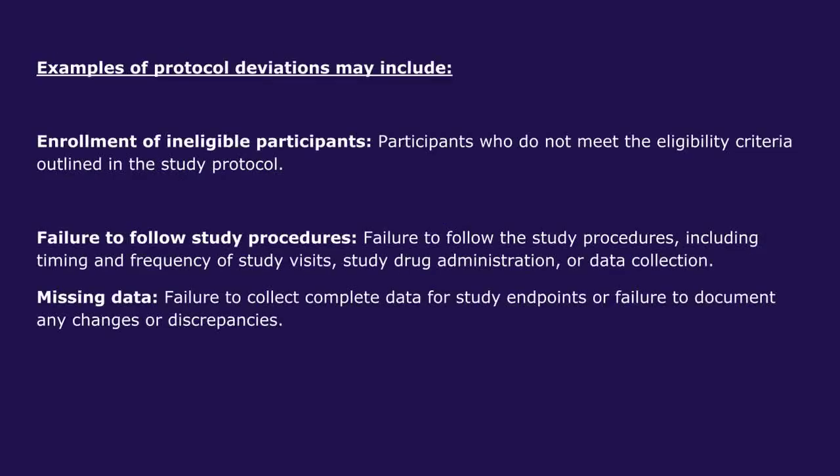Examples of protocol deviations may include enrollment of ineligible participants, participants who do not meet the eligibility criteria outlined in the study protocol; failure to follow study procedures, including timing and frequency of study visits, study drug administration, or data collection; missing data, failure to collect complete data for study endpoints, or failure to document any changes or discrepancies.